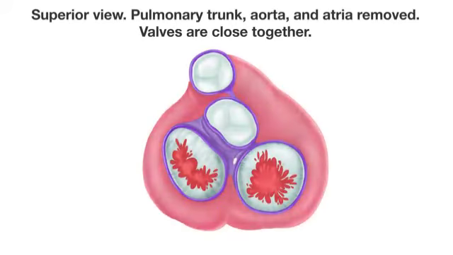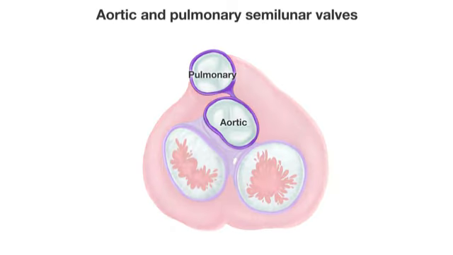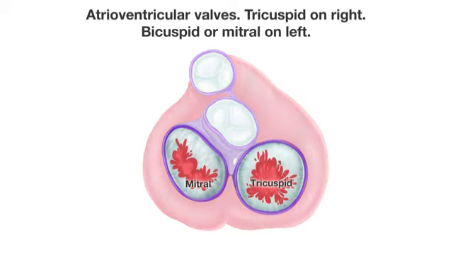This is a superior view of the heart. The pulmonary trunk, aorta, and atria have been removed in order to show the position of the valves of the heart. We see that the valves are close together because of embryologic development. Anteriorly, we see the aortic and pulmonary semilunar valves. And posteriorly, we see the atrioventricular valves. The tricuspid valve is on the right, and the bicuspid or mitral valve is on the left.